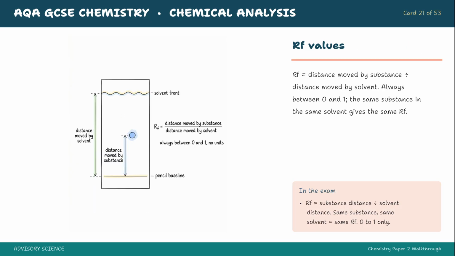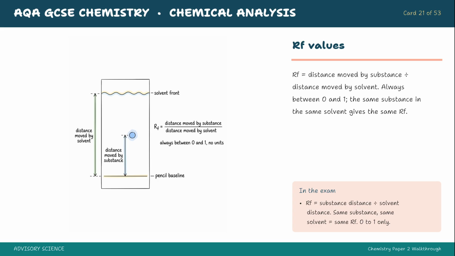RF values and required practical. Chromatography. Each substance can be identified by its RF value. The RF value is calculated using the formula: RF equals the distance moved by the substance divided by the distance moved by the solvent. Because it's one distance divided by another, an RF value is always a number between 0 and 1, and it has no units.